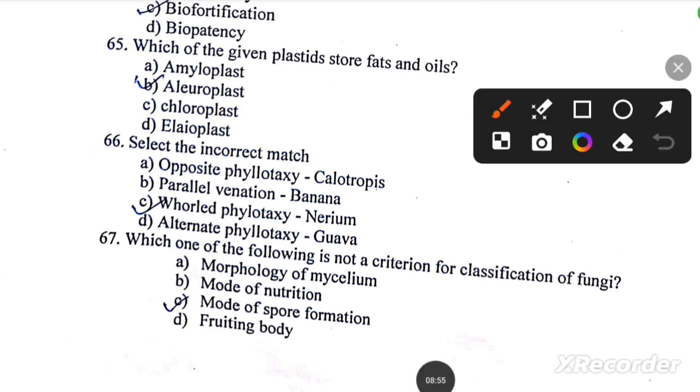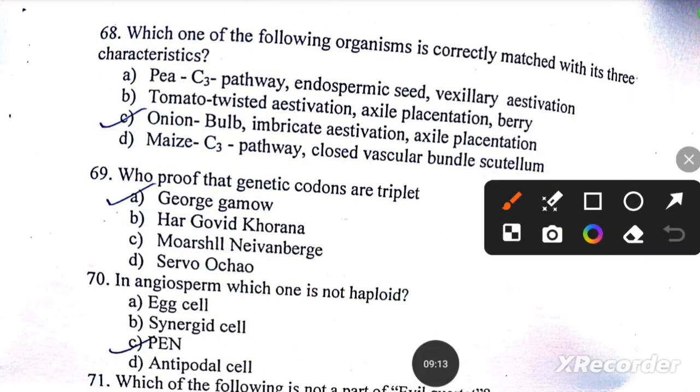Which of the given plastids store more fats and oils? Elaioplast. Select the incorrect match. Correct answer है आपका option C. Which one of the following is not a criteria for classification of fungi? Mode of spore formation. Which one of the following organisms is correctly matched with its three characteristics?